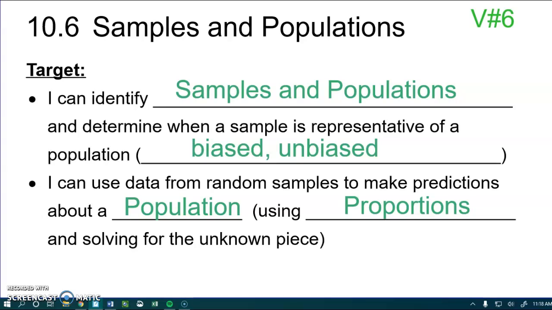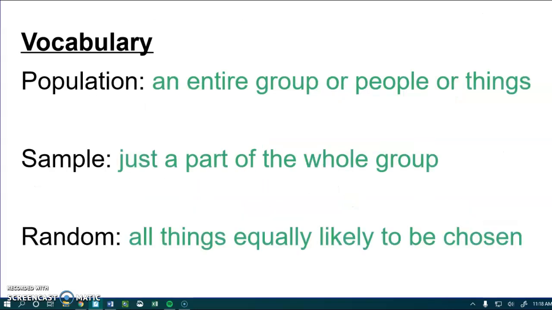Our targets say we can identify what samples and populations are and determine when a sample is a good sample, right? When it's representative of the population that you're looking at. So we're going to talk about the vocab words biased and unbiased and what those mean. And then also using data from samples to make predictions about a population, right? So this goes back to setting up proportions again to solve problems. So fill in your targets.